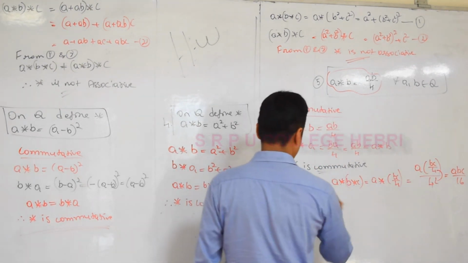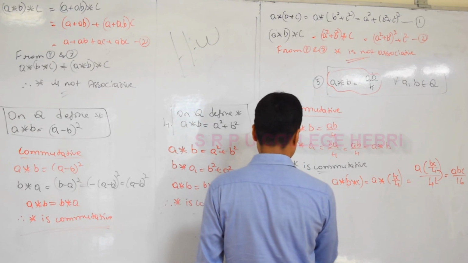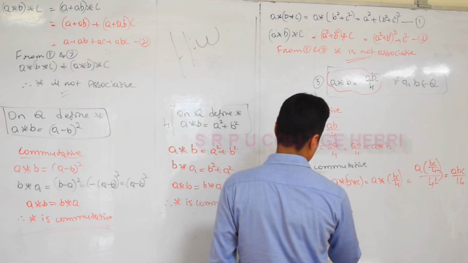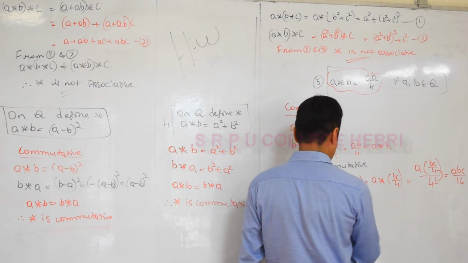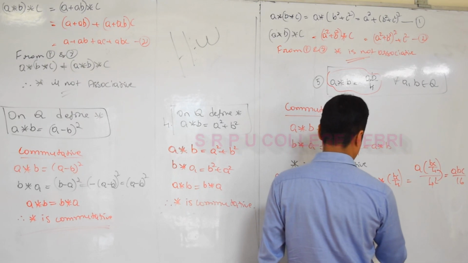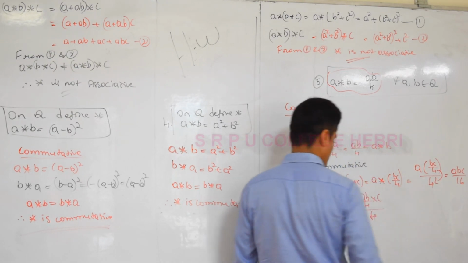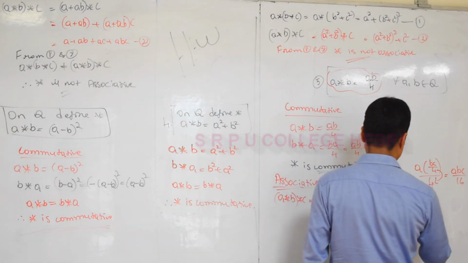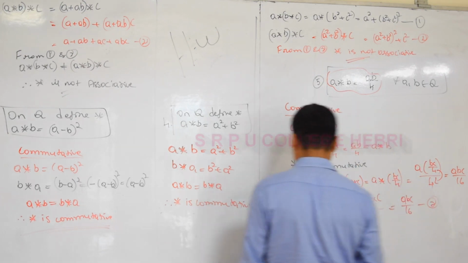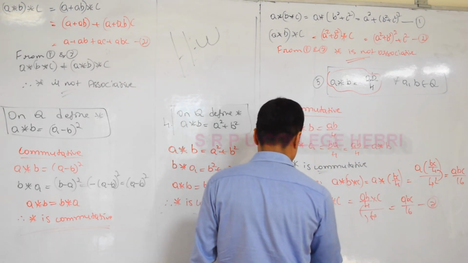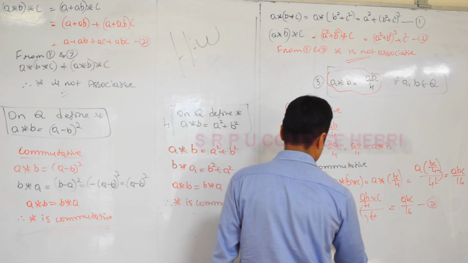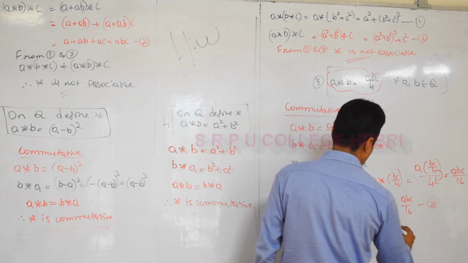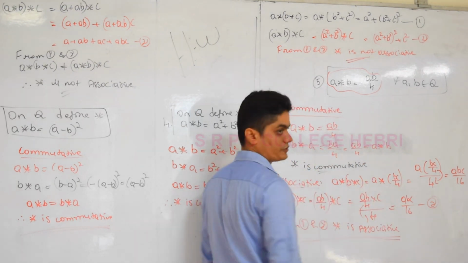The next one: A star B star C, that is AB by 4 star C. Now instead of A we have AB by 4, instead of B we have C divided by 4. Again the 4 and 4 do not cancel, it will come down, so it becomes ABC by 16. Now what is the conclusion? What can you say from 1 and 2? From 1 and 2, in conclusion, star is associative because they are equal. 1 and 2 are equal, therefore star is associative.